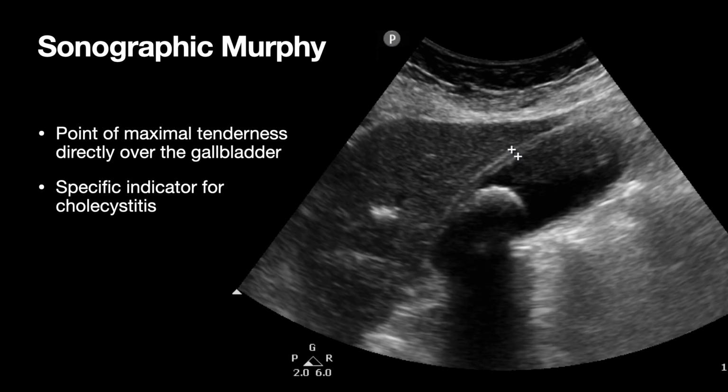And the final one kind of goes without saying, the sonographic Murphy. So as you're scanning over the patient, take note of where they hurt the most, right? And if it's right over top of the gallbladder, chances are that gallbladder is what's causing some of their discomfort and some of their pain, right?